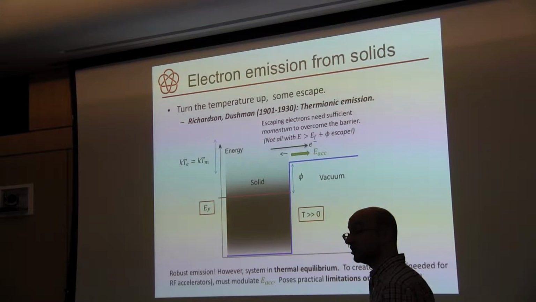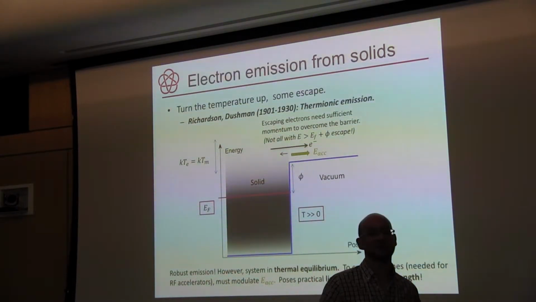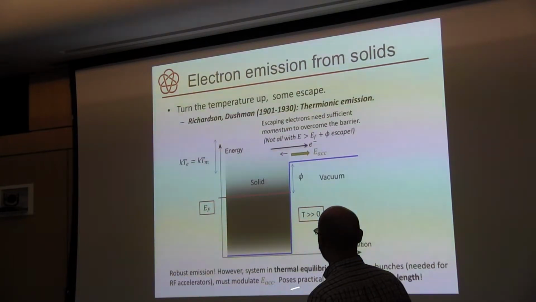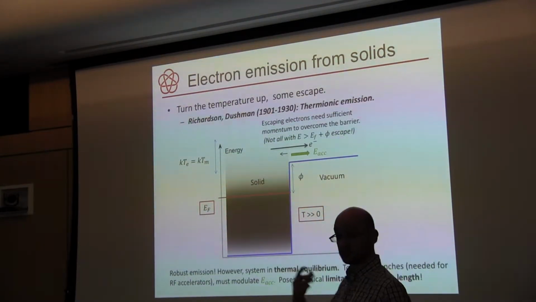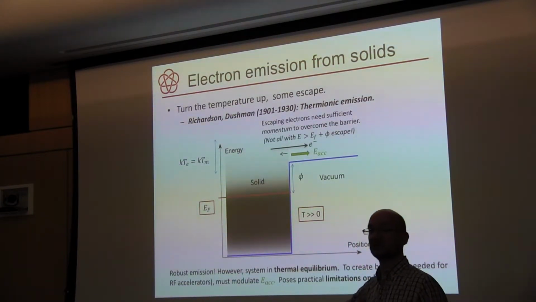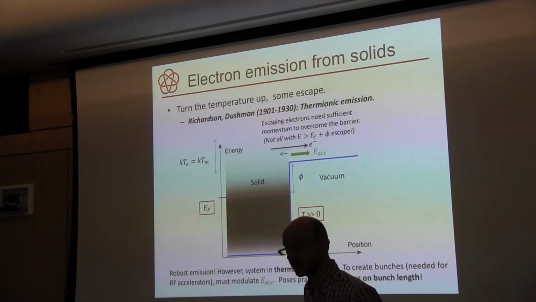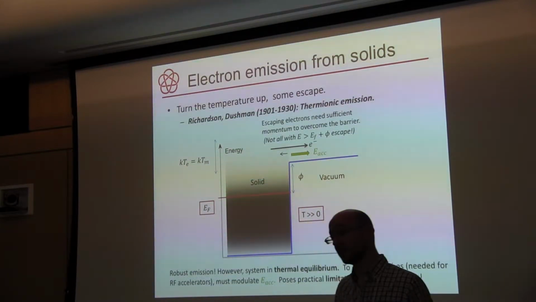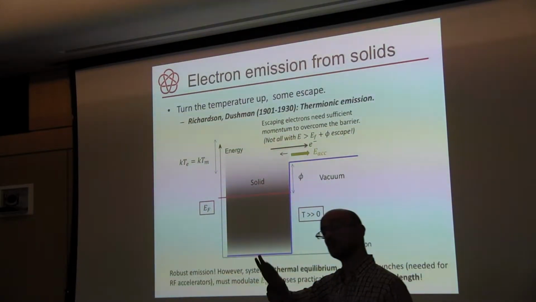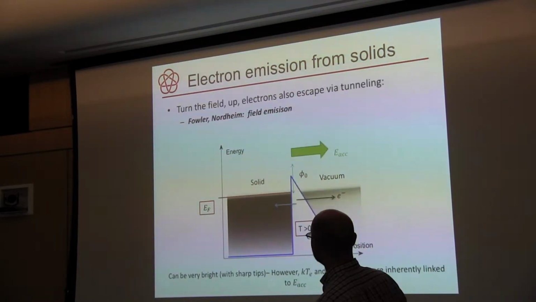The system is in thermal equilibrium, however. We can't turn this process on and off very easily with the temperature. In order to create short bunches needed for RF accelerators, we have to modulate the accelerating field. This poses practical limitations. The fastest we can switch these fields in typical accelerator technology is on the order of nanoseconds. However, for a lot of the applications, we'd like to push down to picoseconds or below. So this is not a good option for many of the applications that we have.